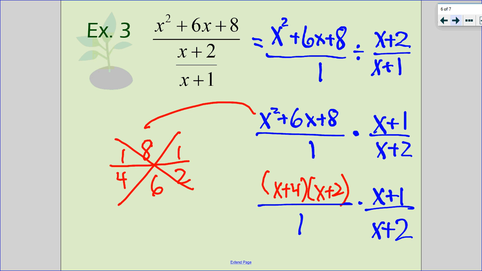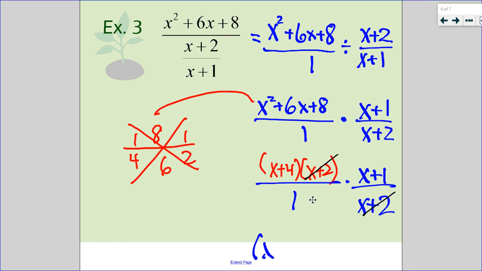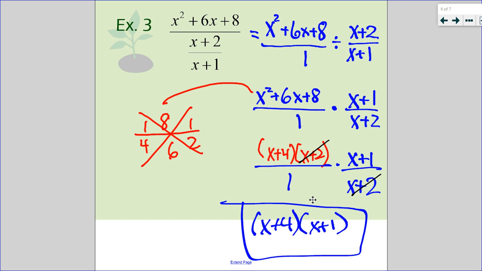Okay, so once it's factored, hopefully something will cancel. We can see that in this case, the x plus 2 will cancel. And then lastly, my answer is just going to be x plus 4 times x plus 1. No denominator; the denominator is 1, and dividing by 1 doesn't change anything.